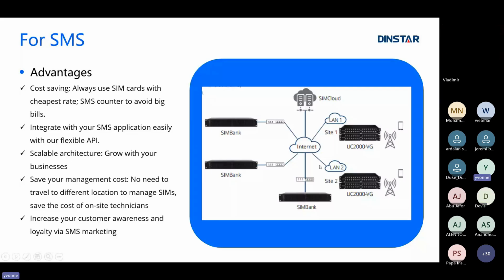And about our UC2000, as the picture shows, it can be deployed at two different sites, site 1 and site 2, and connected to the local area networks, LAN 1 and LAN 2. It can handle the conversion between IP voice and mobile networks, enabling devices within the site, such as mobile phones and other terminals, to use the mobile network for voice, text messaging, and other communication services.